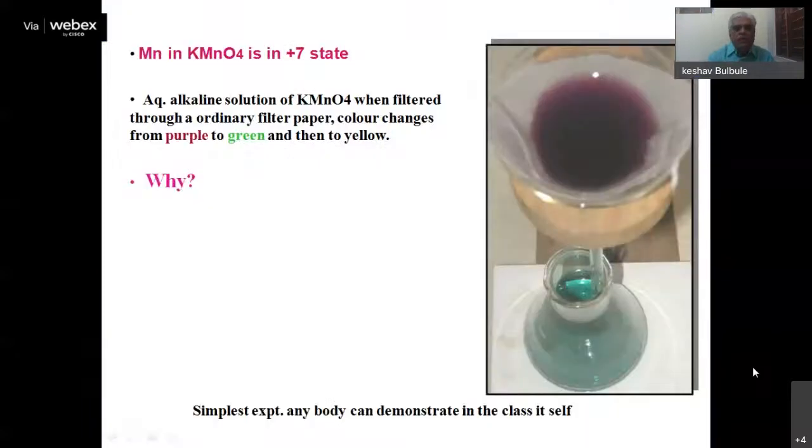Another very simple experiment that anybody can carry out in the lab or even at home: we have potassium permanganate. You know the well-known color of aqueous potassium permanganate solution, purple or violet in nature. This is a dilute solution made alkaline with a few drops of sodium hydroxide. I just filtered it through an ordinary filter paper, and you can see that the purple color, as it percolates through the filter paper, becomes green.